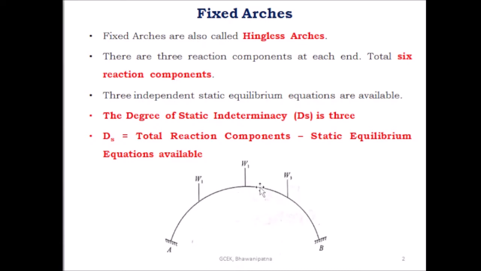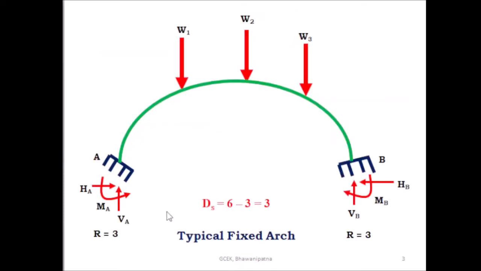This is a fixed arch. There are three reaction components at each end of the fixed arch, so the total number of reaction components is 6. But there are only three independent static equilibrium equations available. So what is the degree of static indeterminacy of the fixed arch? You can find it by taking the total number of reaction components minus the number of static equilibrium equations available. So the degree of static indeterminacy is equal to 6 minus 3, which is equal to 3.